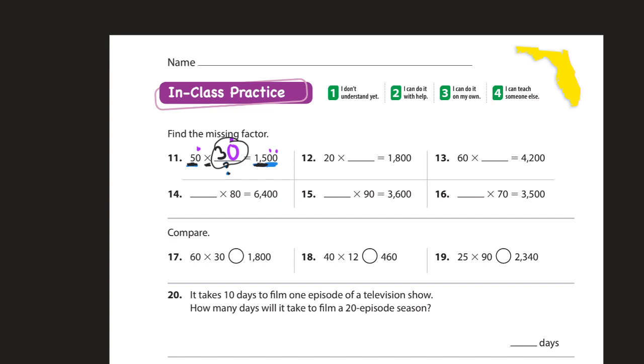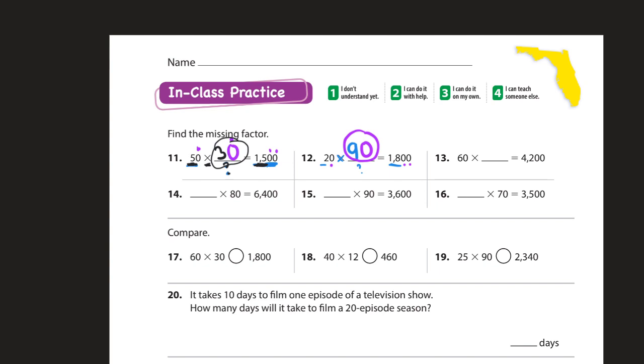Let's try that again. For number 12, I ask myself, 2 times what number equals 18? Well, I know 2 times 9 equals 18. Am I done? Nope, I have to look at the zeros. My answer has 2 zeros, so that means that my factors have to have a total of 2 zeros. I have 1 here, so I need 1 more. Therefore, my answer is 90.